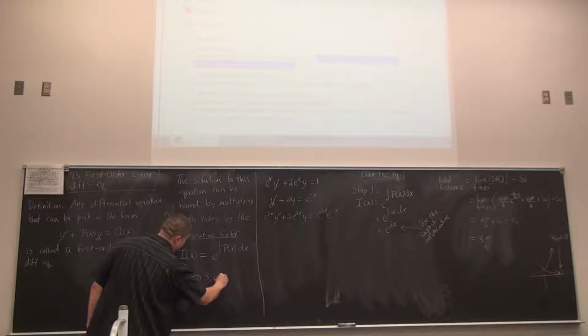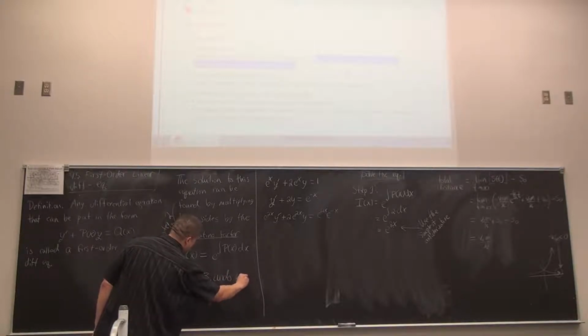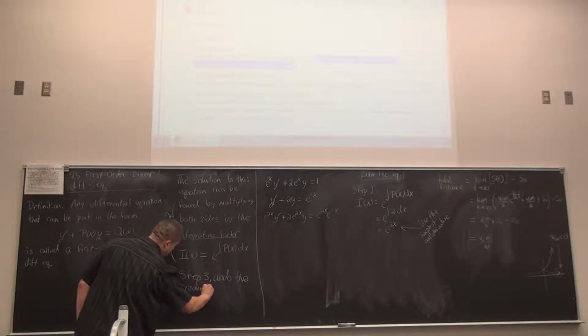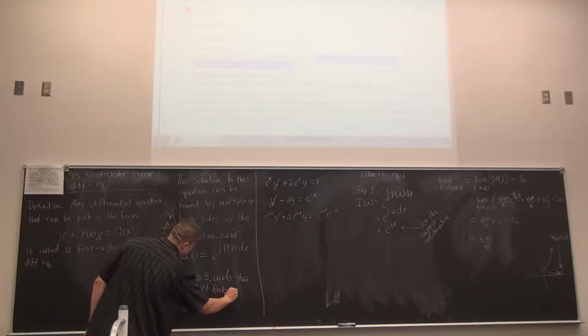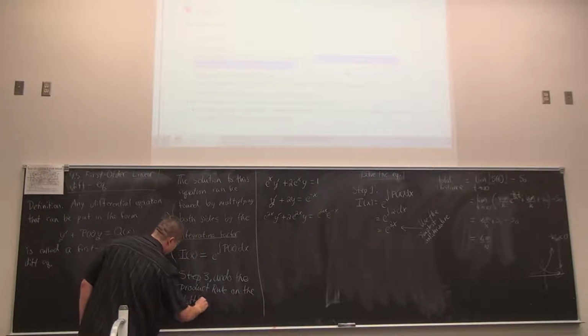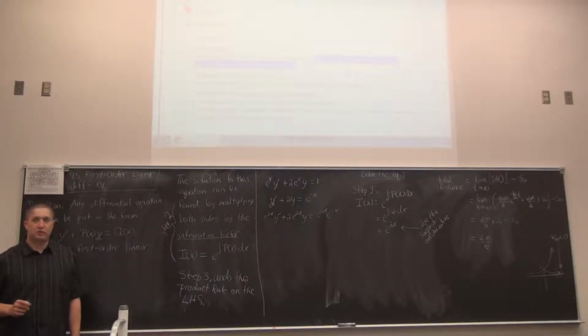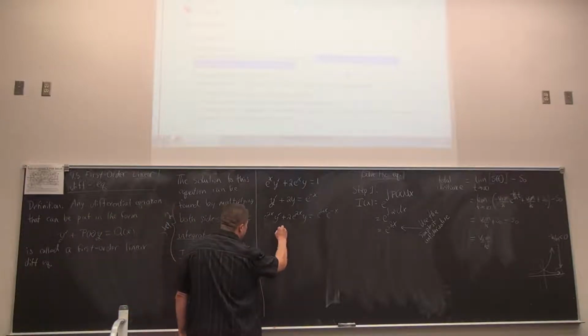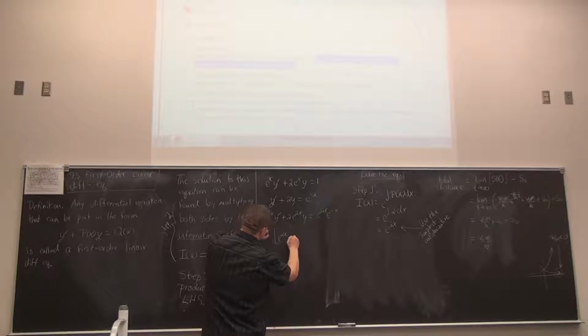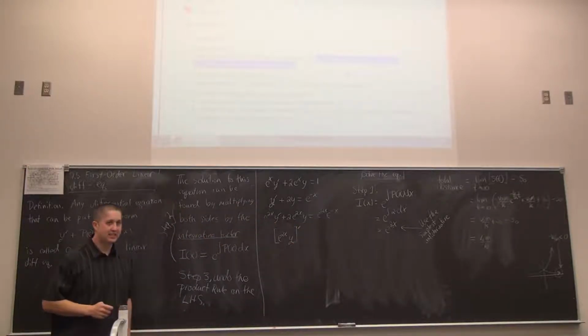Step 3, undo, not the chain rule, excuse me, the product rule on the left-hand side. LHS for left-hand side. So let's do just that. We can write here, there's a function, e to the 2x, and there's another function, y. We can put a prime on it or a d/dx if you like.